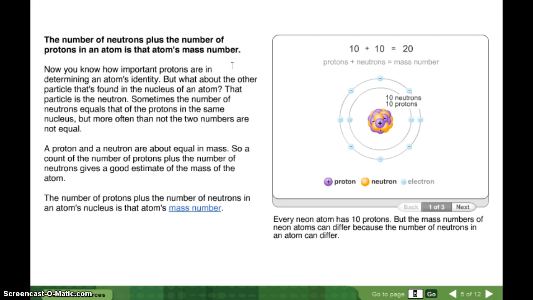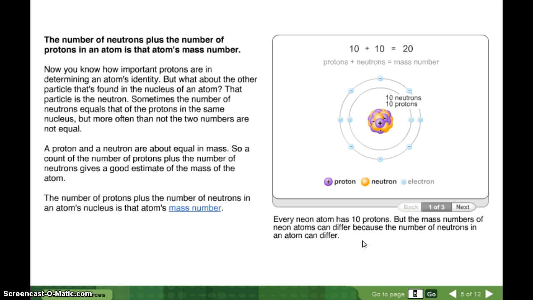Now you know how important protons are in determining an atom's identity, but what about the other particle that's found in the nucleus of an atom? That particle is the neutron. Sometimes the number of neutrons equals that of protons in the same nucleus, but more often than not, the two numbers are not equal. A proton and a neutron are about equal in mass, close enough that we call them each 1 AMU. Remember, we don't use grams because it would be too tiny. So a count of the number of protons plus the number of neutrons gives a good estimate of the mass of the atom. The number of protons plus the number of neutrons in an atom's nucleus is that atom's mass number. So if I have 10 neutrons and 10 protons, my mass number is 20.